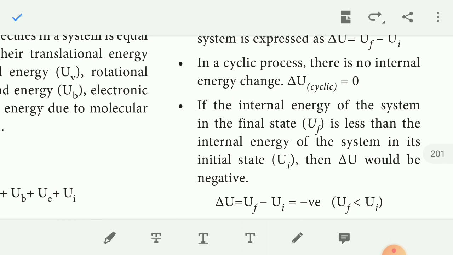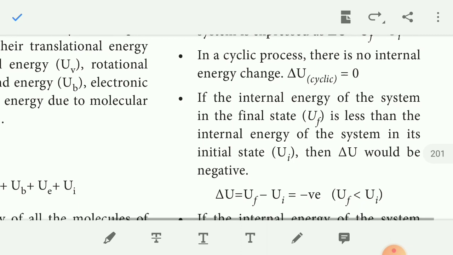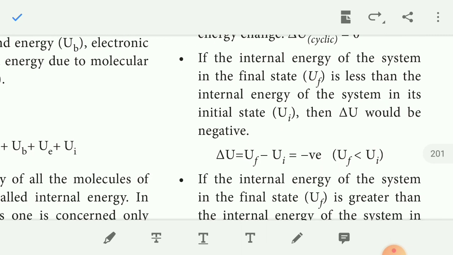The next point: if the internal energy of the system in the final state, UF, is less than the internal energy of the system in its initial state, UI, then del U would be negative. So del U equals UF minus UI, which is negative.